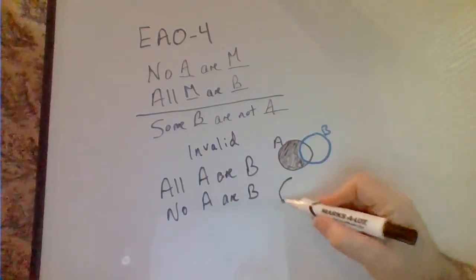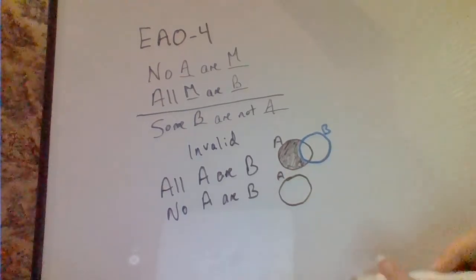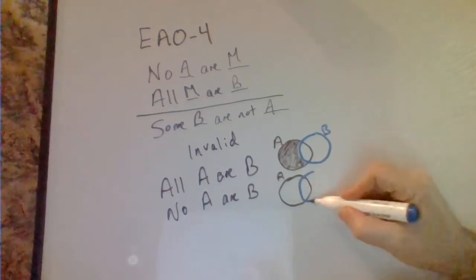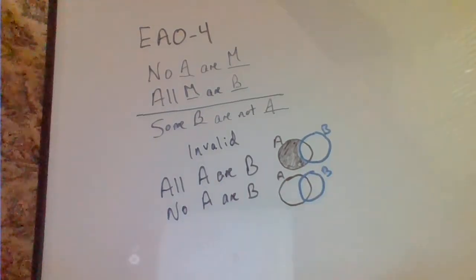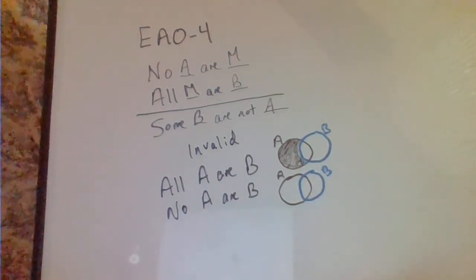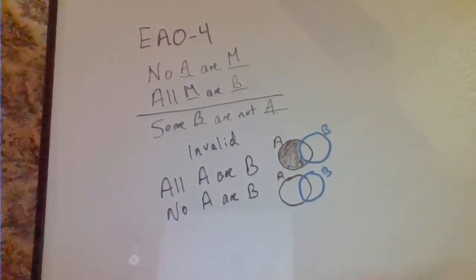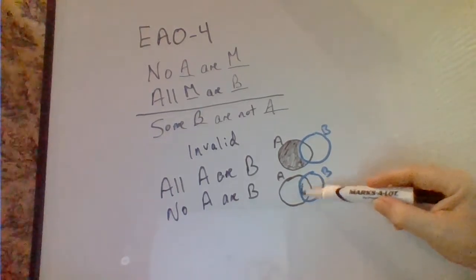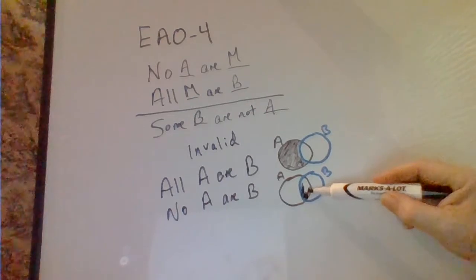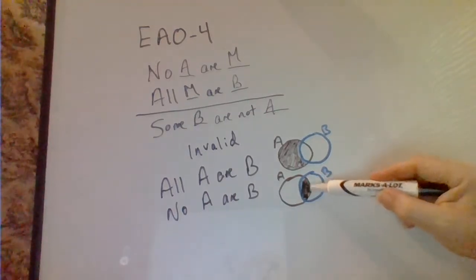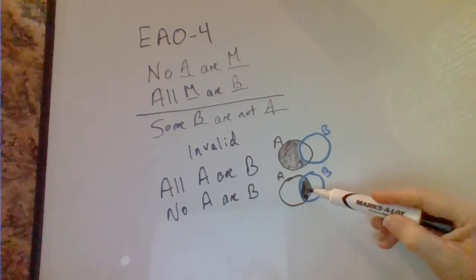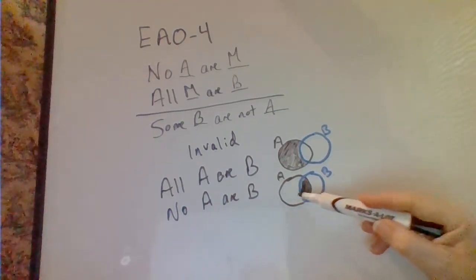No A are B. Again, you'd have your A circle for the subject, your B circle for the predicate. But this time we're saying that not a single A is a B. There's no overlap with any of them. And so A's are just A's, B's are just B's. So you would fill in basically to erase that center section so nothing can exist there. There's nothing that can live in that area that's both an A and a B. There's just A's, there's just B's.